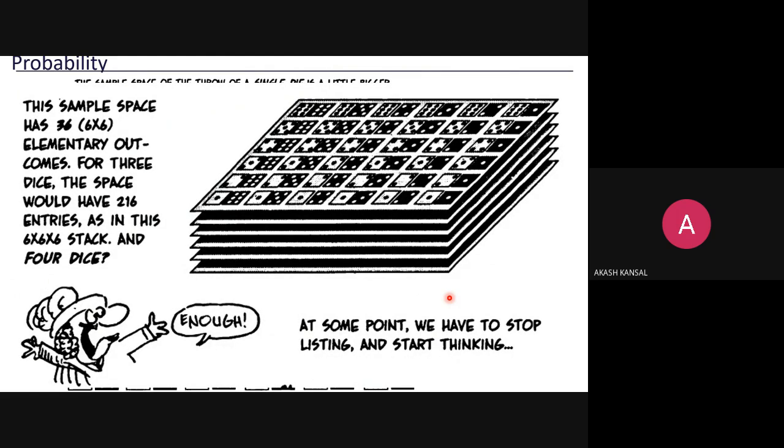Extending it further, if we roll three dice together, the space would be 216, which is 6 cross 6 cross 6, right? So the sample space here is going to increase exponentially with the number of dice, or multiplicatively, I would say. Now, enough of these manual things.